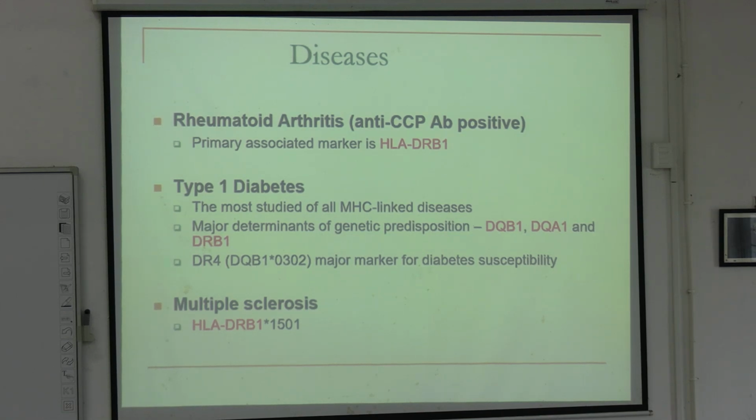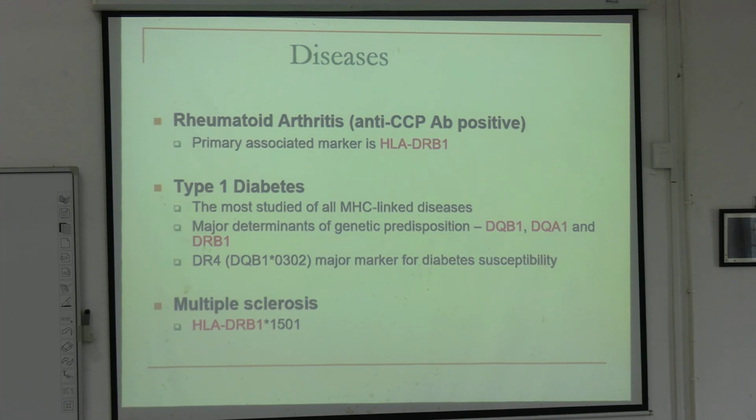So first disease which is associated with HLA is rheumatoid arthritis. Usually the anti-CCP antibody positive rheumatoid arthritis will be HLA associated, and the primary marker is HLA DRB1. Next, coming to type 1 diabetes mellitus. Here the major determinants of genetic predisposition are DQB1, DQA1 and DRB1. Then coming to multiple sclerosis, it is also HLA DRB1 associated. I have highlighted it with red color so that you remember only this part. Okay, you need not remember the numbers.